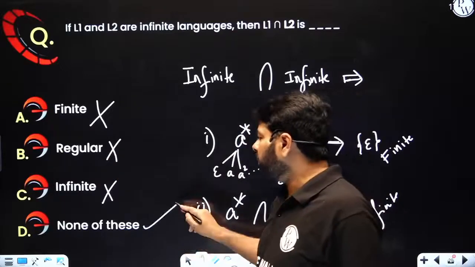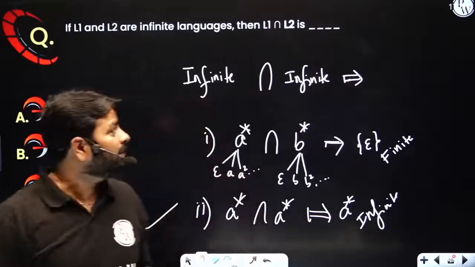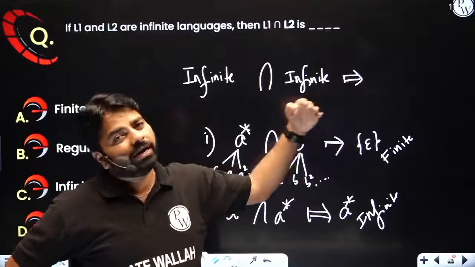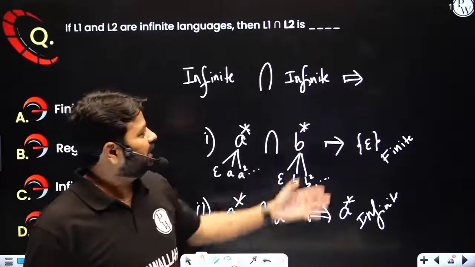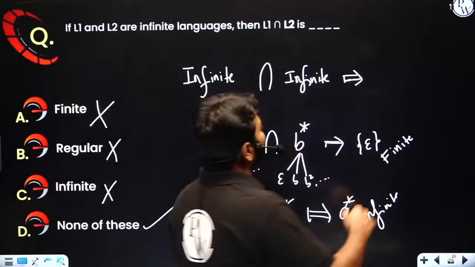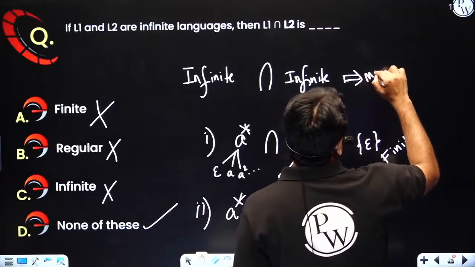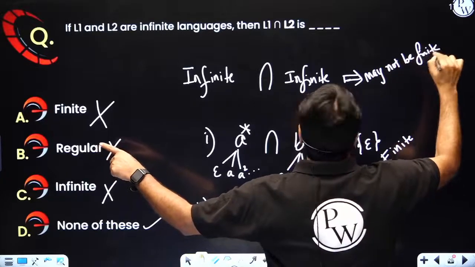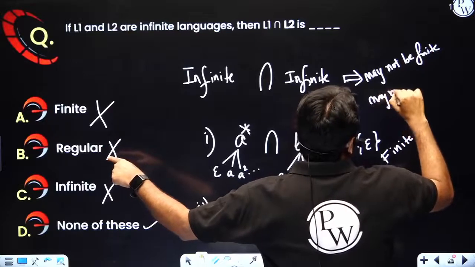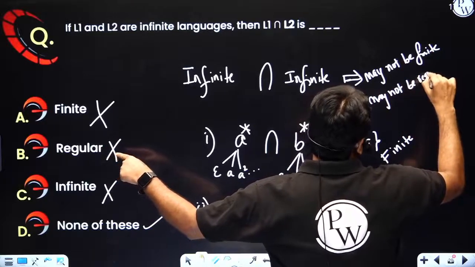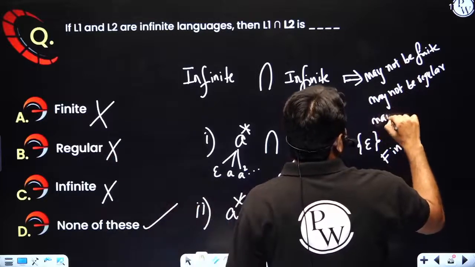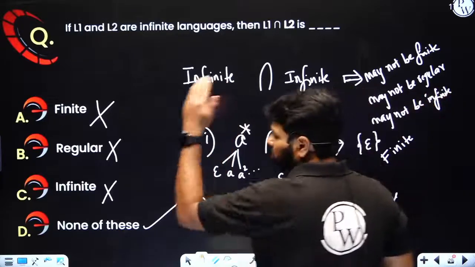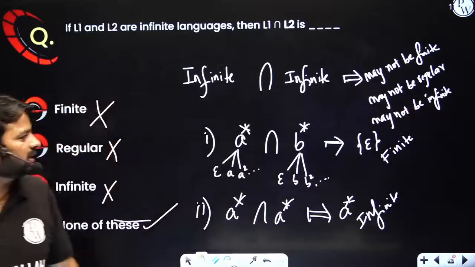So we'll go for none of this. I hope you got clarity on what I'm trying to say. Infinite intersection infinite may not be finite, may not be regular, may not be infinite. So I can't conclude any answer right now. It's one of the interesting examples. Nothing is guaranteed here. It may not be finite as for option 1, may not be regular as for option 2, or may not be infinite. That's why we are not choosing A, B, C. Sometimes only, but not all the time.